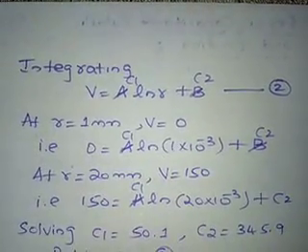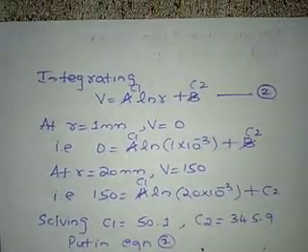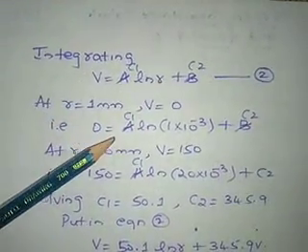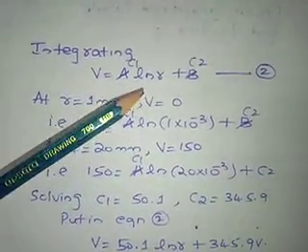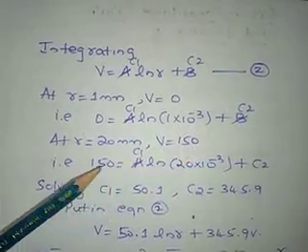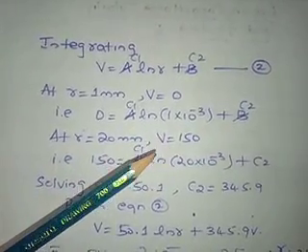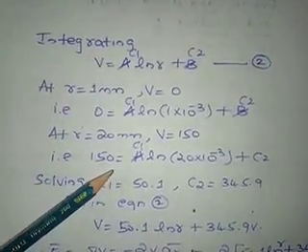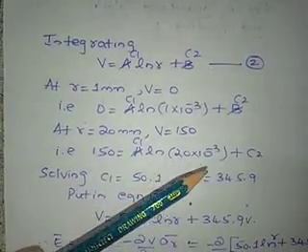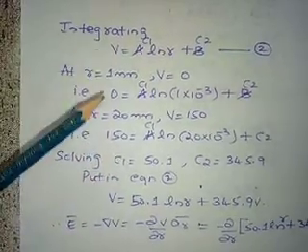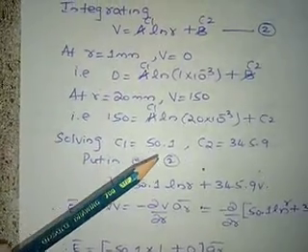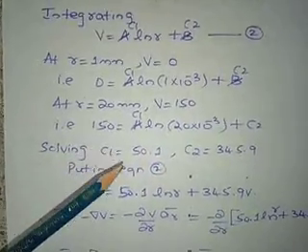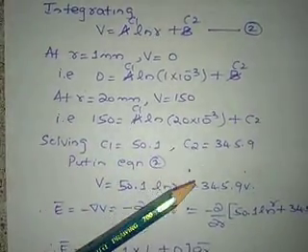At R equal to 1 mm, V is equal to 0. So substitute these boundary conditions in this equation. We get 0 is equal to C1 ln of 1 into 10 to the minus 3 plus C2. At R equal to 20 mm, V is equal to 150. Substituting again, we get 150 is equal to C1 ln of 20 into 10 to the minus 3 plus C2. If we solve these two equations, then we get C1 is equal to 50.1 and C2 is equal to 345.9.